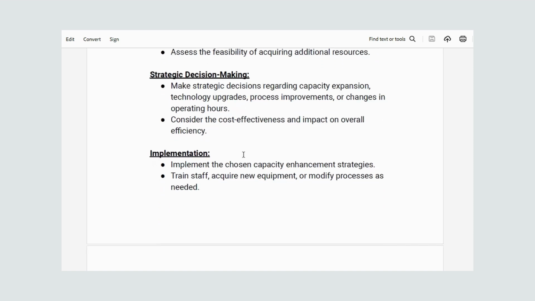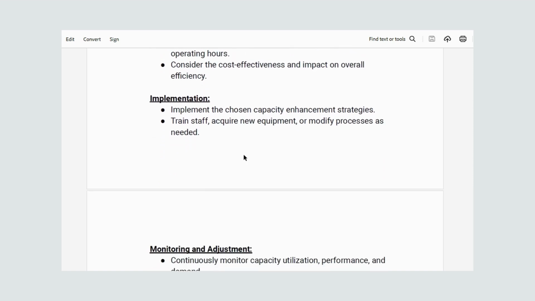Then comes the implementation. Here we implement the capacity planning which we have chosen earlier. We implement it in this stage. We train the staff, we acquire new equipment and then modify processes as needed during this stage.